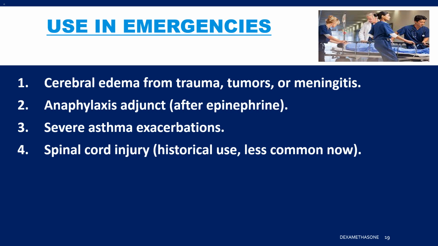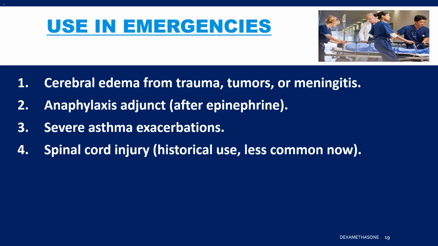1. Cerebral edema. Dexamethasone is used to treat cerebral edema caused by trauma, tumors, or meningitis, helping to reduce swelling and alleviate symptoms. 2. Anaphylaxis. Dexamethasone is used as adjunct to epinephrine in the treatment of anaphylaxis, helping to reduce inflammation and prevent further symptoms. 3. Severe asthma exacerbations. Dexamethasone is used to treat severe asthma exacerbations, helping to reduce inflammation and improve respiratory function.